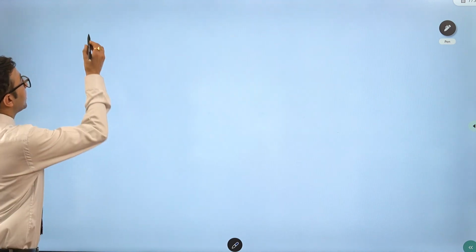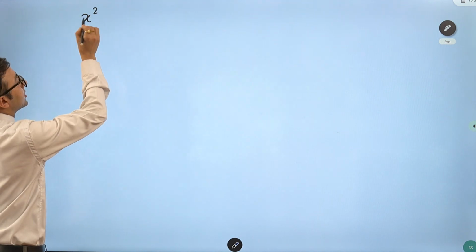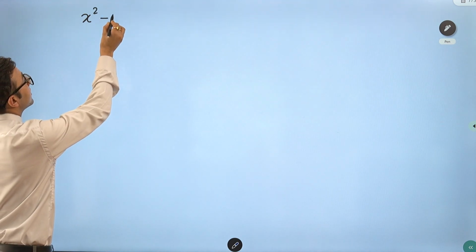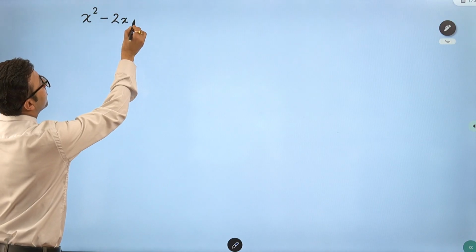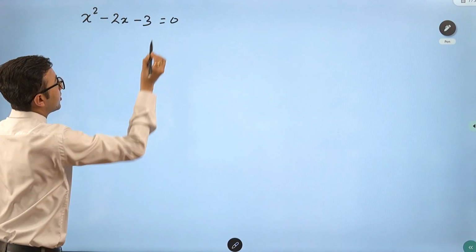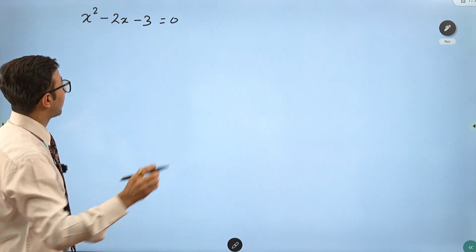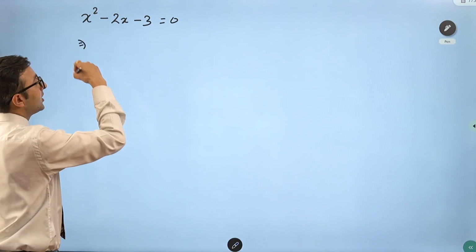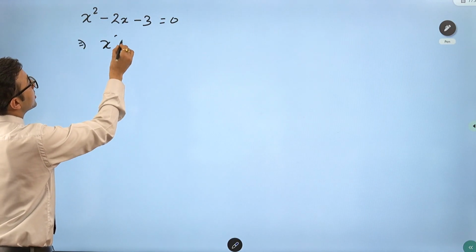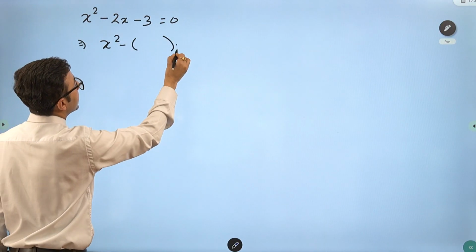So first I'll write one quadratic equation. Let it be x square minus 2x minus 3 is equal to 0. First, we will find its roots using factorization. So for factorization, we'll take middle term splitting. The middle term, minus 2x, should be split into two parts.